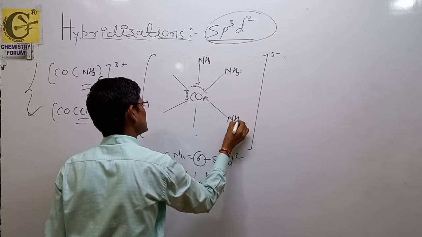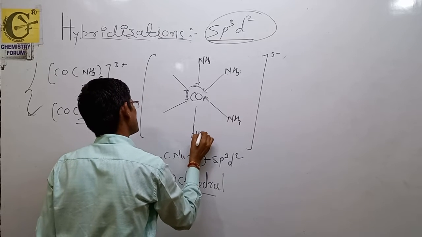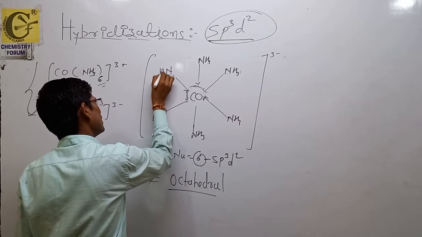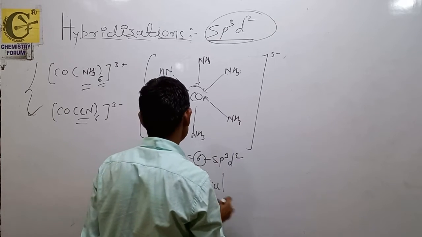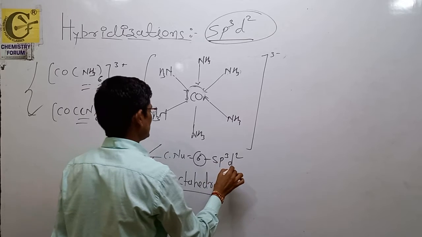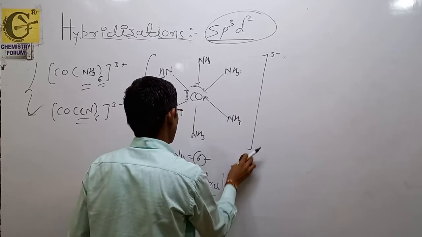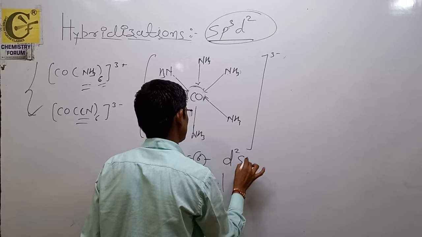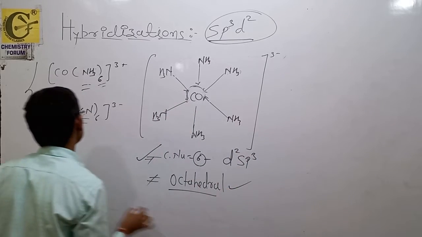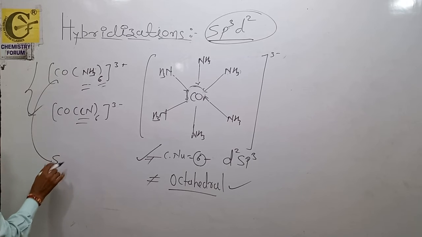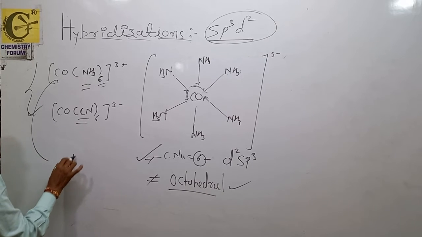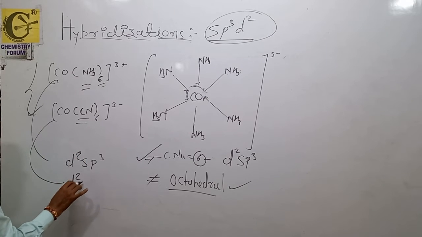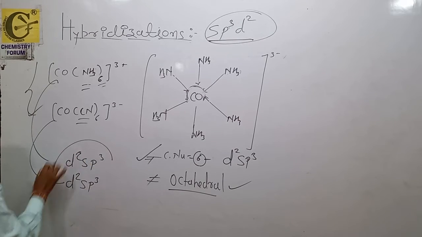So how many ligands are there? 6 ligands are there. So again it possesses octahedral nature. The geometry of these types of complexes is octahedral. Coordination number is 6, sp3d2. Again, this hybridization changes because of the presence of a stronger ligand, d2sp3 hybridization, and having octahedral nature. Again these types of complexes have the same hybridization, d2sp3.